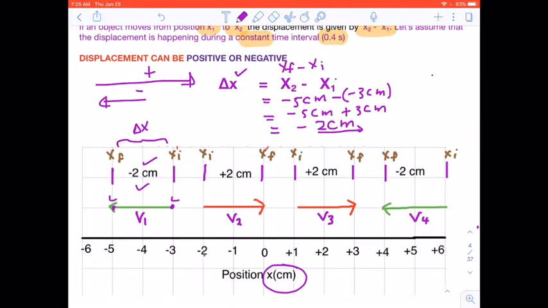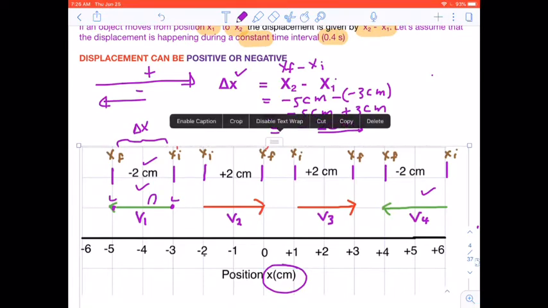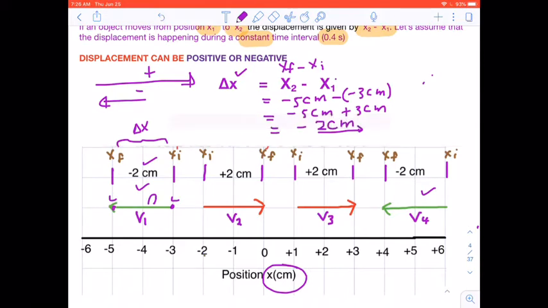The same thing applies to this. Let's call this displacement A. That's displacement B. There's displacement C, and there's displacement D.